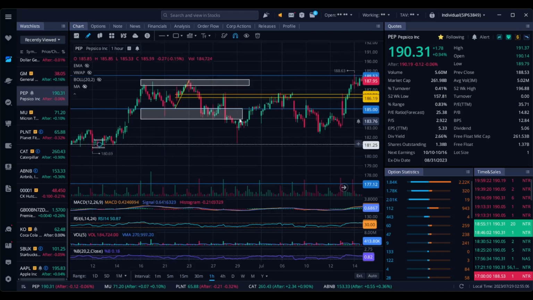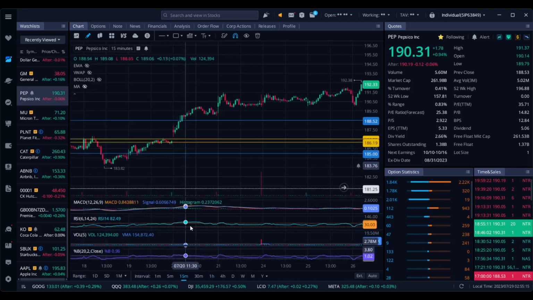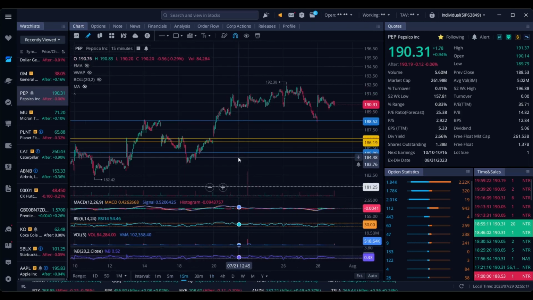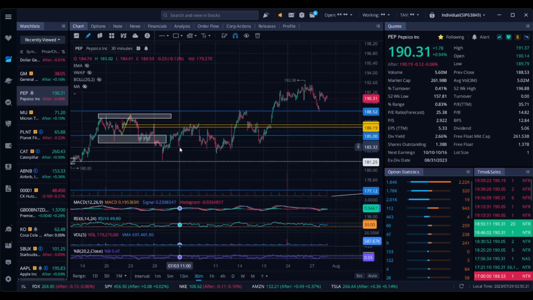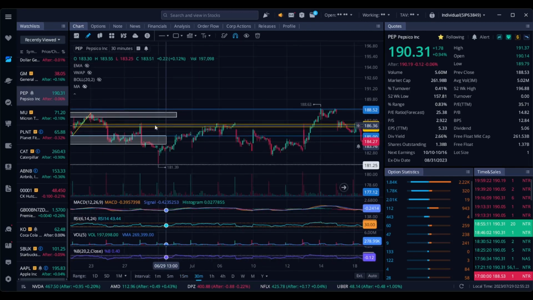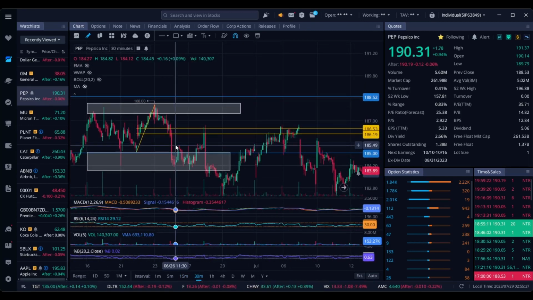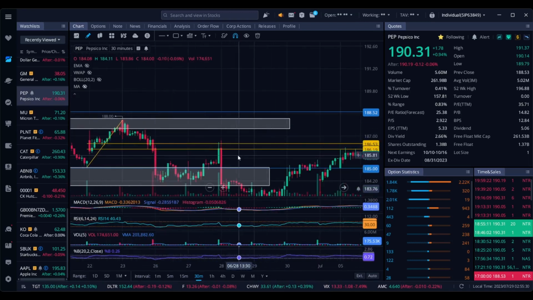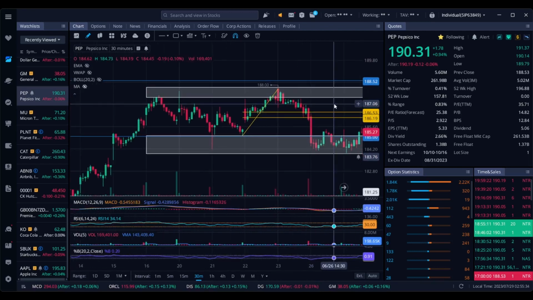Let's look at Pepsi. That's another example. Let's go to the 15-minute chart. No, wait. Let's go to the 30-minute chart. Okay. So each candlestick represents 30 minutes, right? So let's talk about what price did right here.